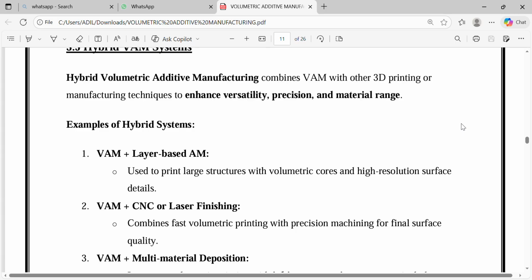High resolution is achieved through precise control of the solidification. It enables smooth surface finishes, critical for optical and biomedical applications, and it can be further enhanced through post processing.